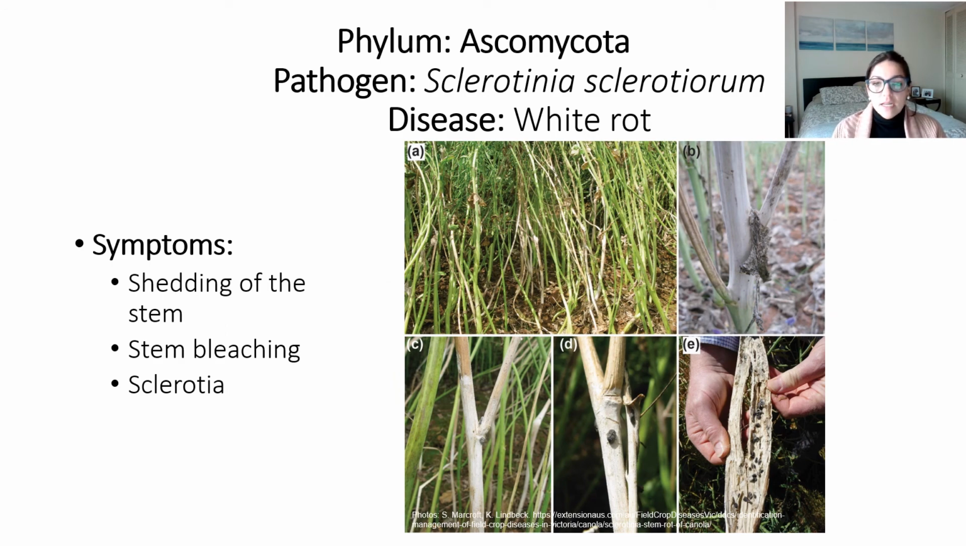Now we'll study Sclerotinia sclerotiorum, which causes white rot of canola, and this pathogen causes different symptoms. Among them we have the shredding of the stem, as we can see here, and stem bleaching, you can see in all of these pictures, and also sclerotia of the fungus are produced, usually inside of the plant stem. The sclerotia are this kind of blackish structures which look like small soil particles, but they're not. They're the fungus structures.